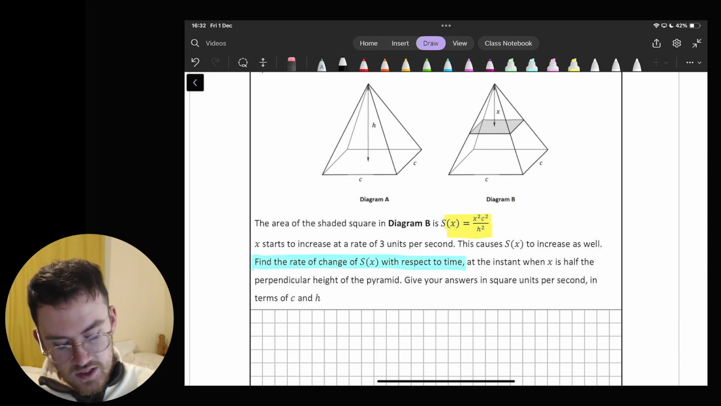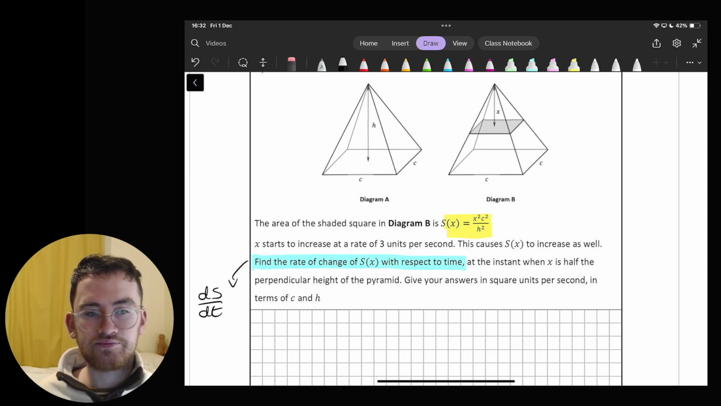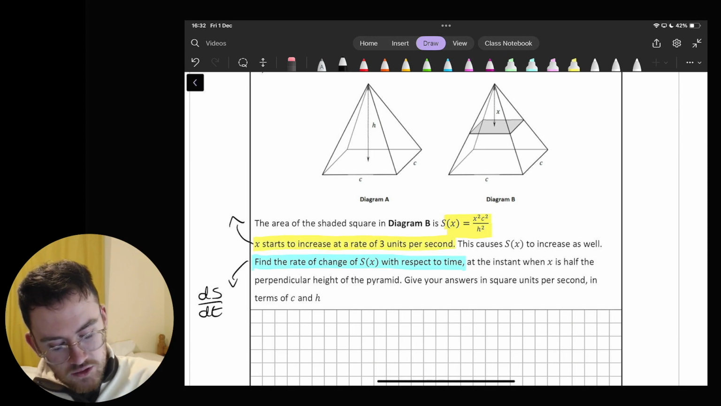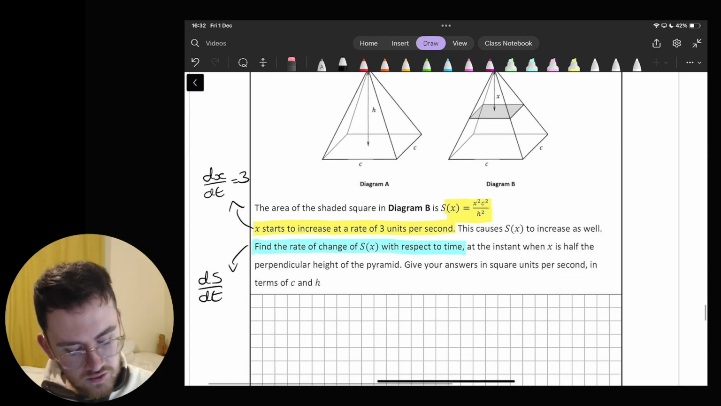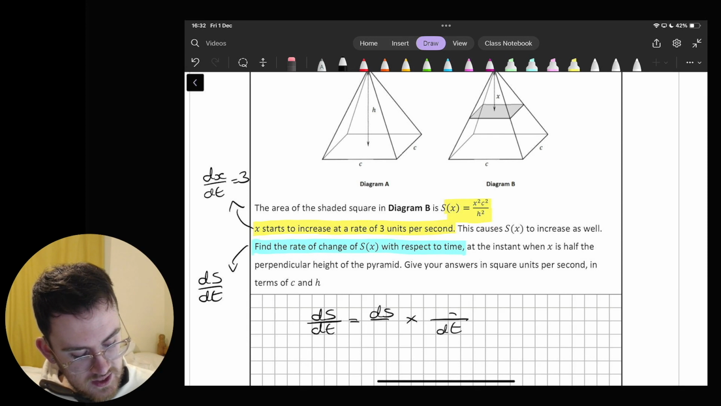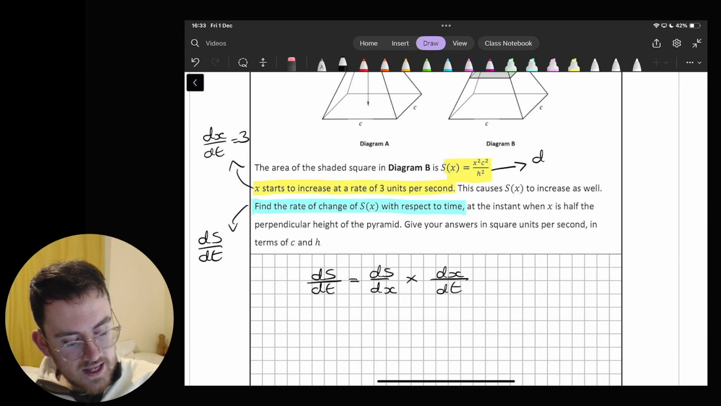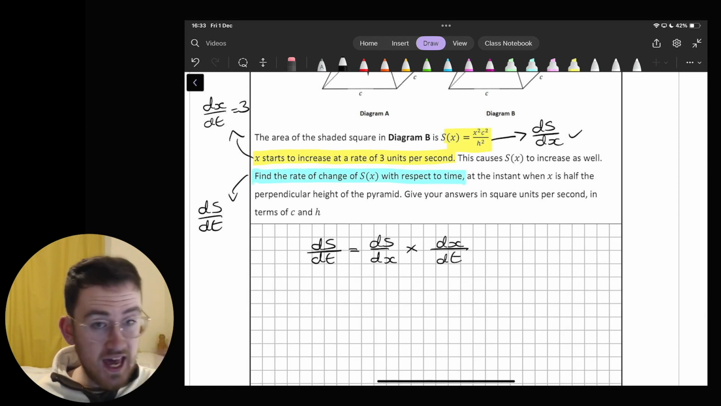So as I say, sometimes they will lay it out for us. So we are looking for ds dt. So looking at what I'm given in the question here, I'm told x starts to increase at a rate of 3 units per second. So I'm told dx dt is equal to 3. So that presumably is going to be important for me here. If I lay out my chain rule idea here, I know I need to have dt here and ds here. I know I have dx dt, so that tells me that here I need to have ds dx. And I do have the function s here, so I could use that to find ds dx. So I have everything I need.